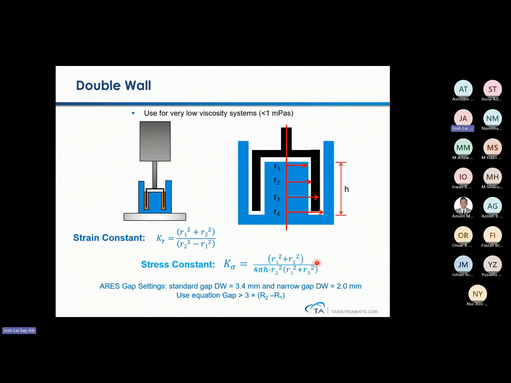But for double wall, it is for even lower viscosity, to increase the contact area. So we'll have a sample that fills in between the geometries. So typically for samples less than 1 centipoise.